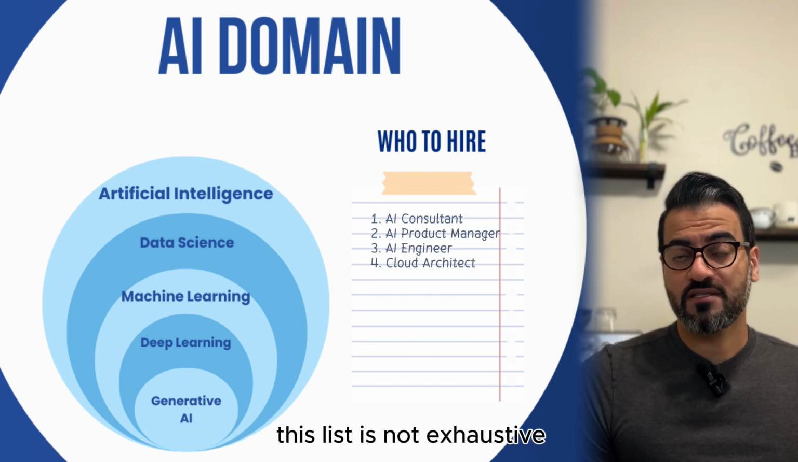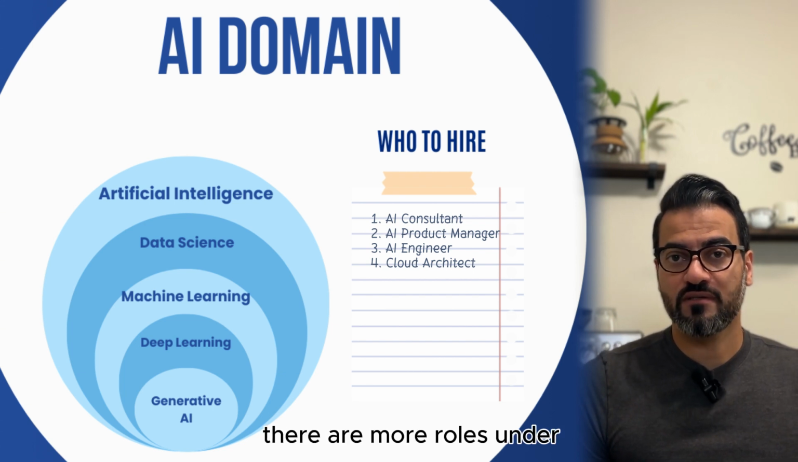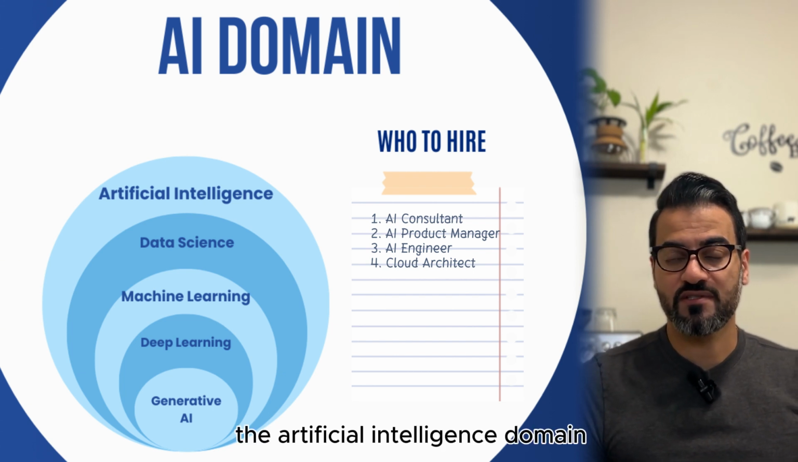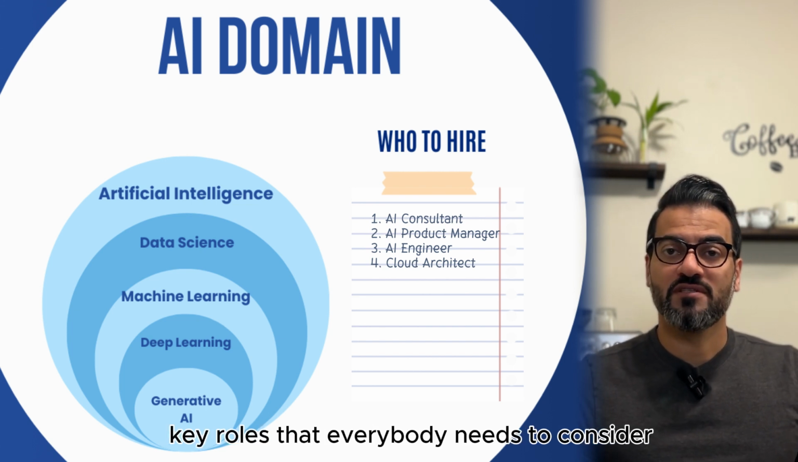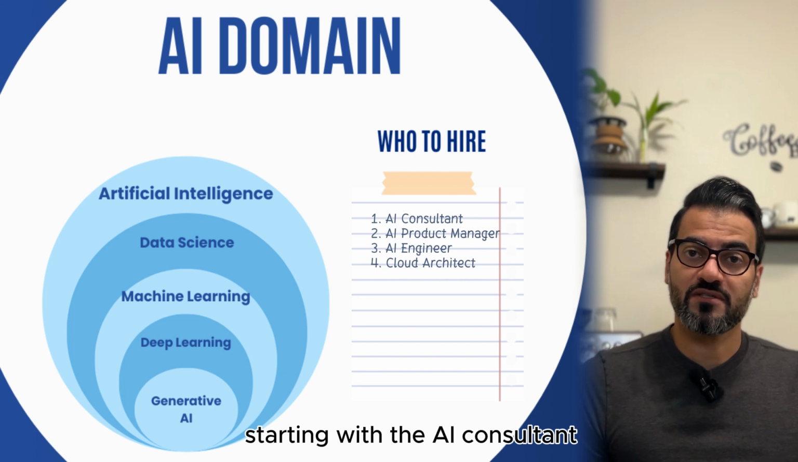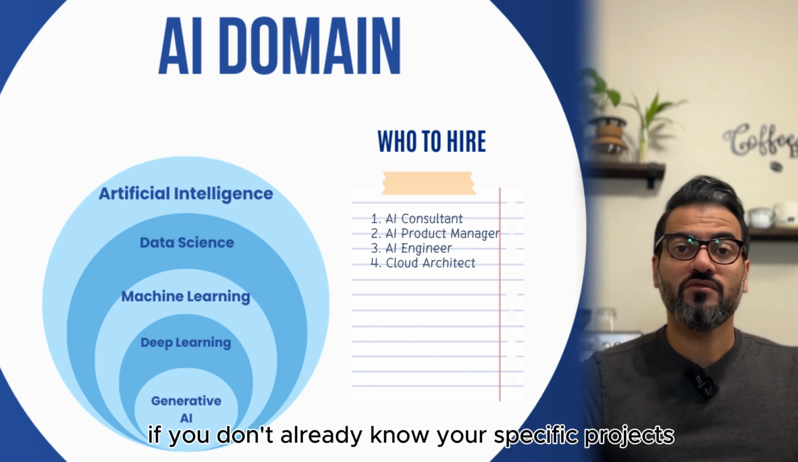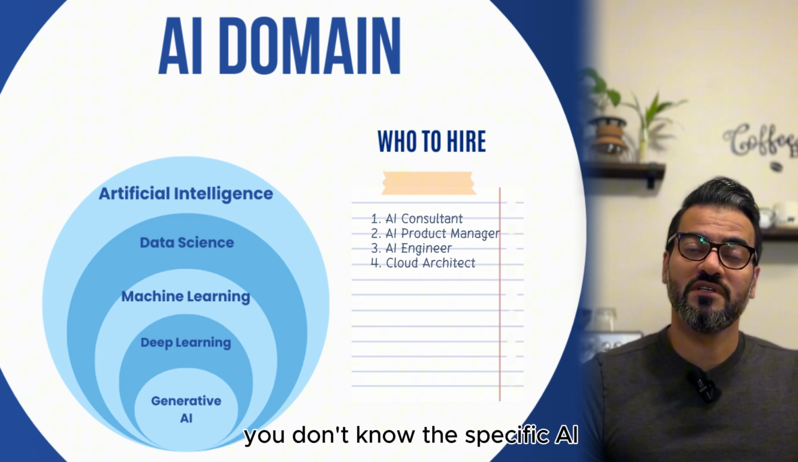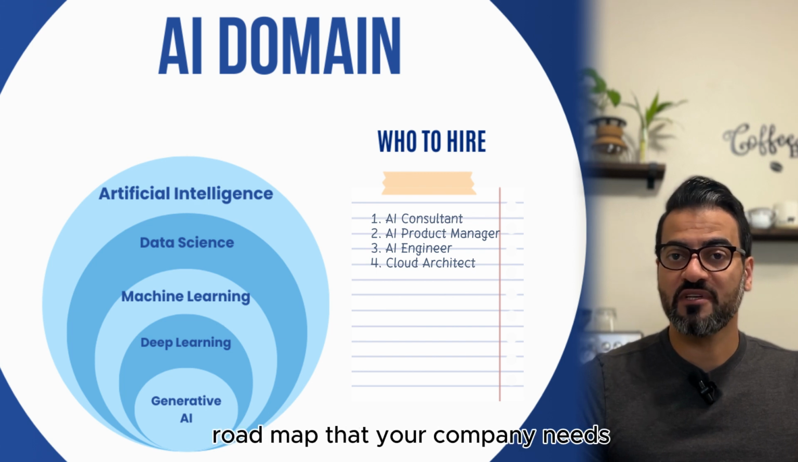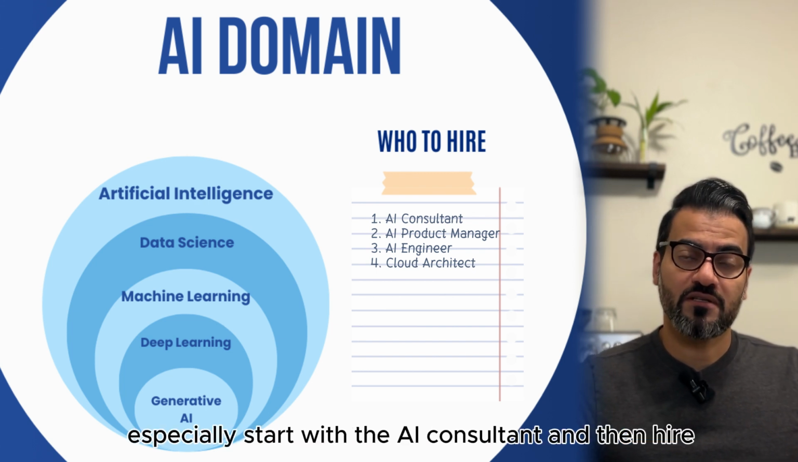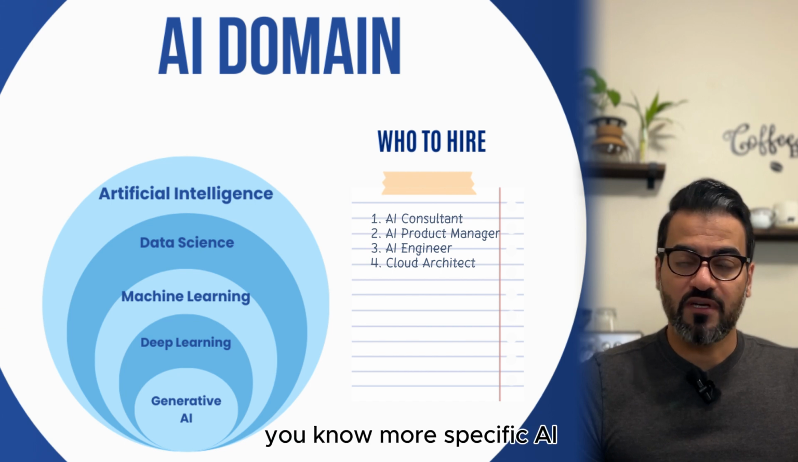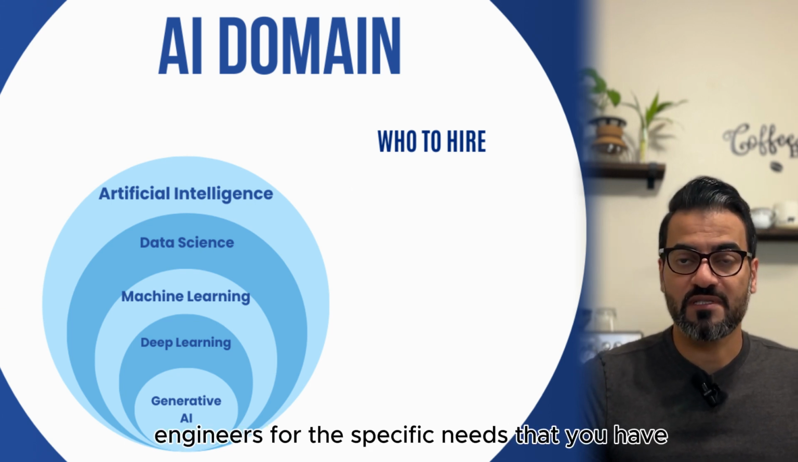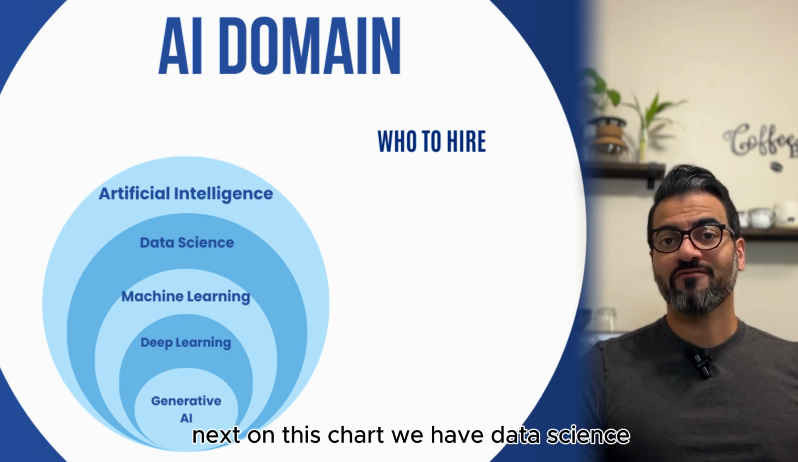This list is not exhaustive. There are more roles under the artificial intelligence domain, but I think these four roles are the essential key roles that everybody needs to consider, starting with the AI consultant. If you don't already know your specific projects, you don't know the specific AI roadmap that your company needs, it's best to start with the AI consultant and then hire more specific AI engineers for the specific needs that you have. Next on this chart, we have data science.